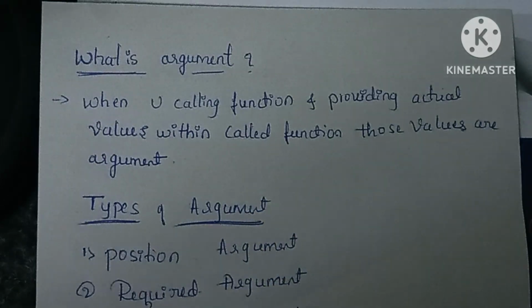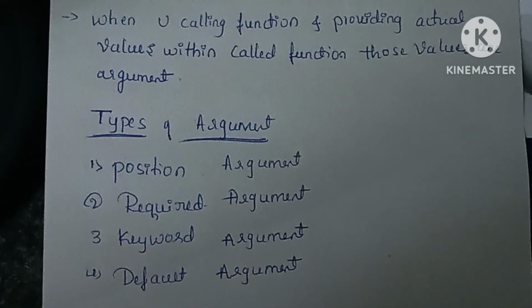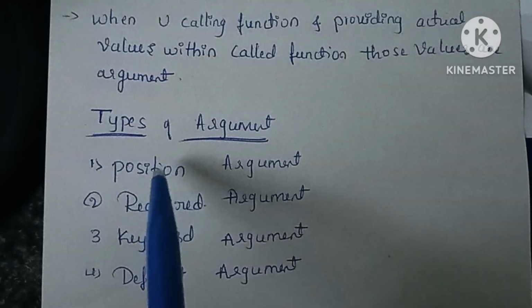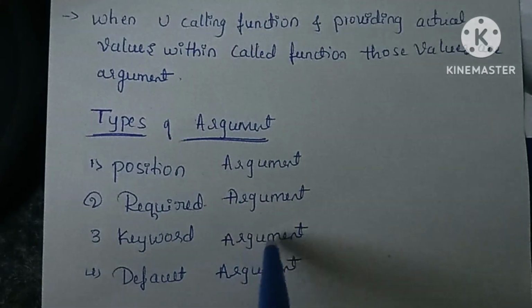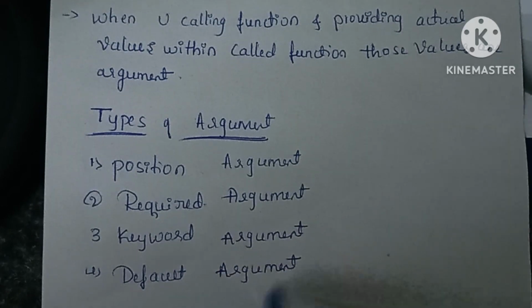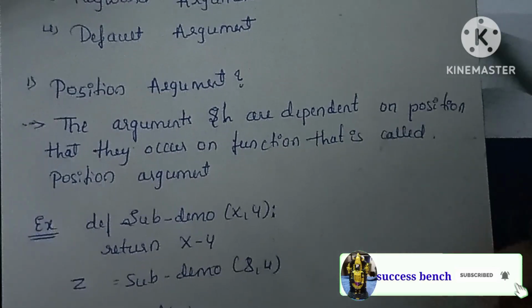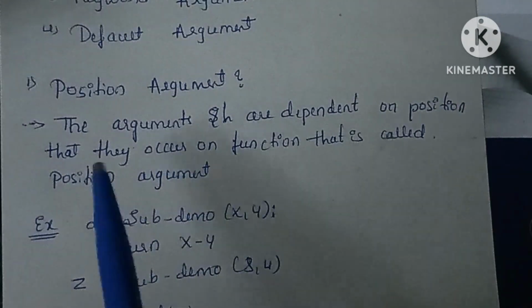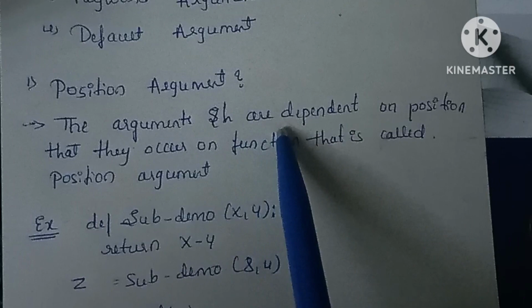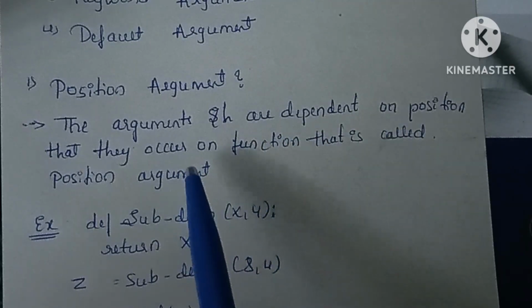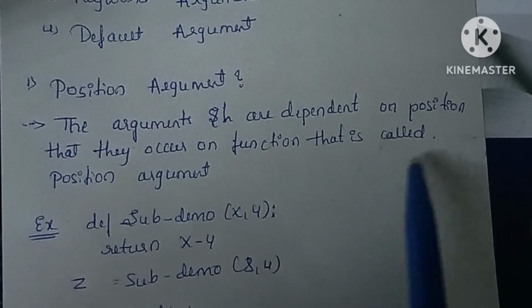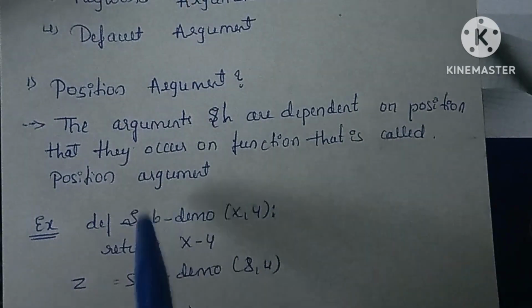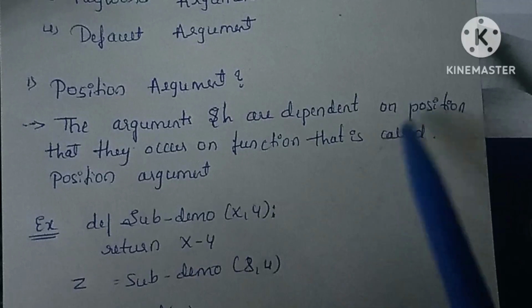There are basically four types of arguments. The first one is positional argument, then required argument, keyword argument and default argument. So the first one is positional argument. What is the meaning of positional argument? It means the arguments are dependent on the position in which they occur in the function call.